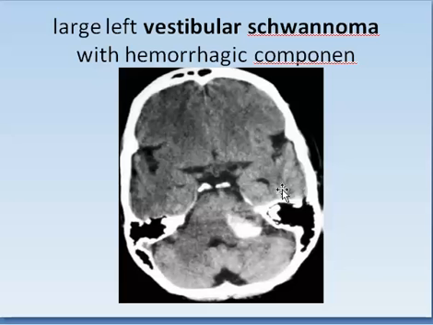This one has a left vestibular schwannoma but presents with hemorrhage. This is hemorrhage as seen in CT, compressing the left wing of the fourth ventricle.